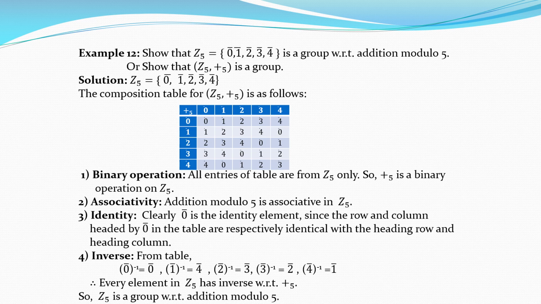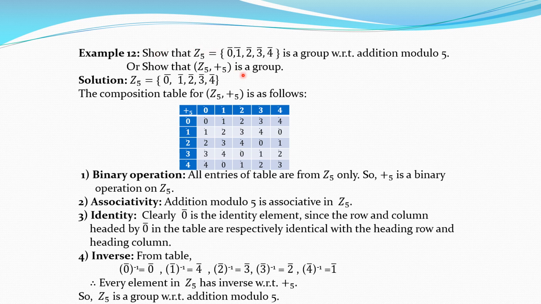Now show that Z5, which is residue classes modulo 5, which contains 0 bar, 1 bar, 2 bar, 3 bar, 4 bar, is a group with respect to addition modulo 5. Or the question can be asked as show that Z5 with addition modulo 5 is a group. Now as there are only 5 elements in Z5, it is a finite set.